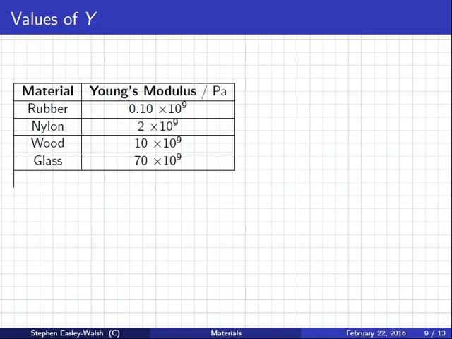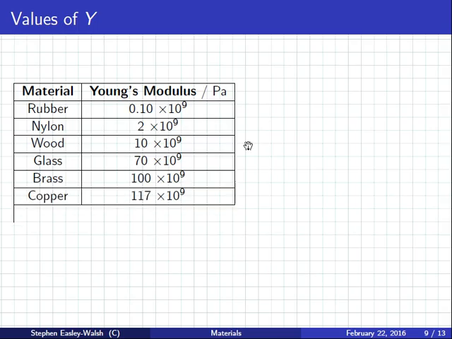Brass is a type of metal. What is brass? Bronze and copper, is it? I don't know. Anyways, brass is a type of metal. It's a very cheap metal, and it's quite large also. This is probably brass. Copper is even bigger, 117 times 10 to the 9.